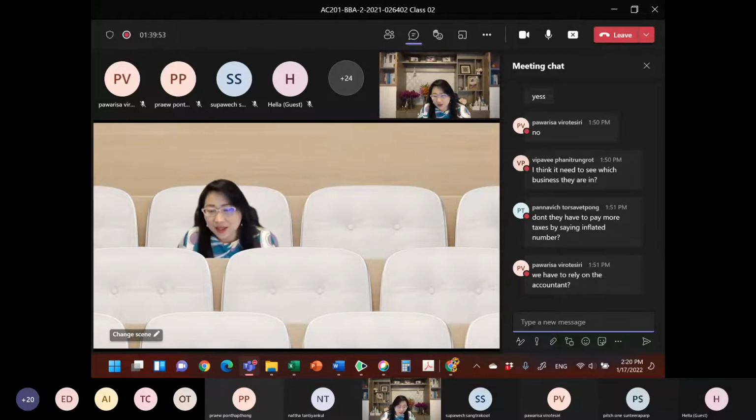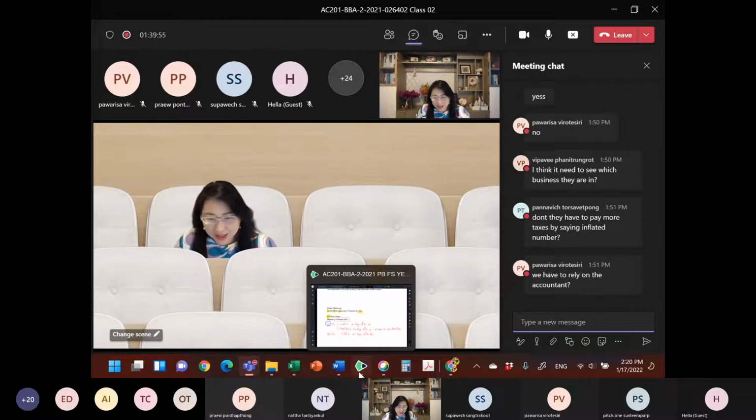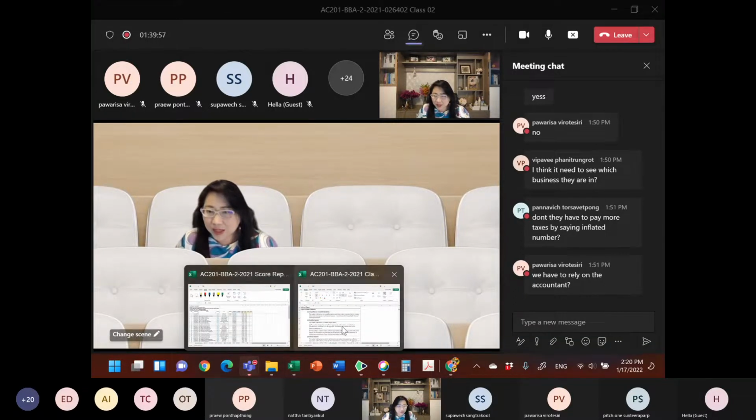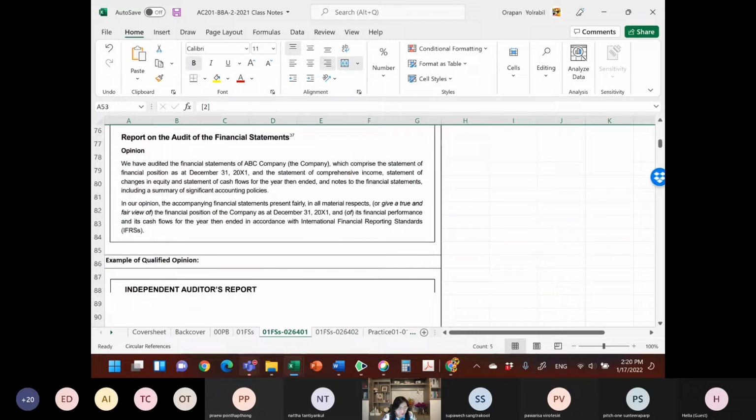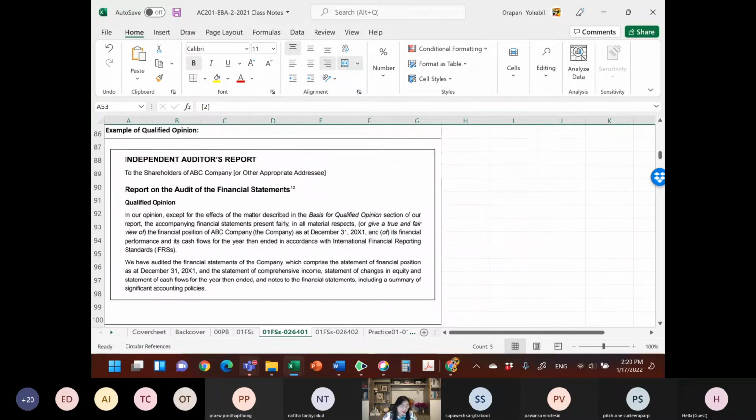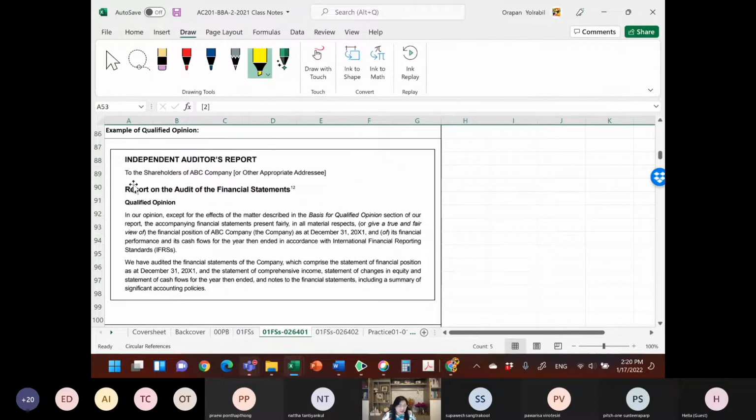Okay. Now let's take a look at the example. I have an example for you, and this is qualified. So look at this: in our opinion, except for the effect of the matters described in here, the financial statements present fairly, just like what I mentioned. All other things are okay except this one issue.